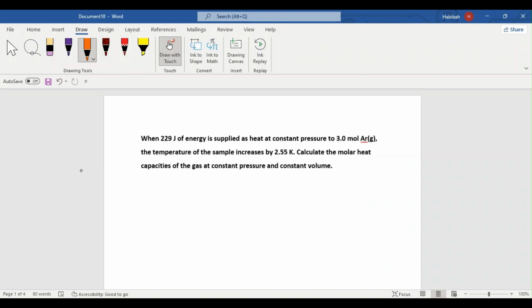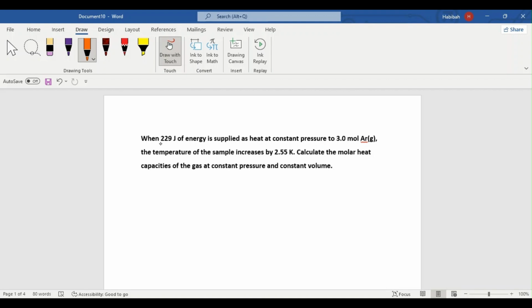Today we're going to be working on the question on the screen that says: when 229 joules of energy is supplied as heat at constant pressure to 3.0 mole of argon gas, the temperature of the sample increases by 2.55 kelvins. Calculate the molar heat capacities of the gas at constant pressure and constant volume.